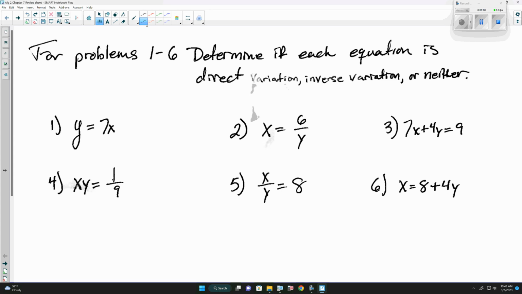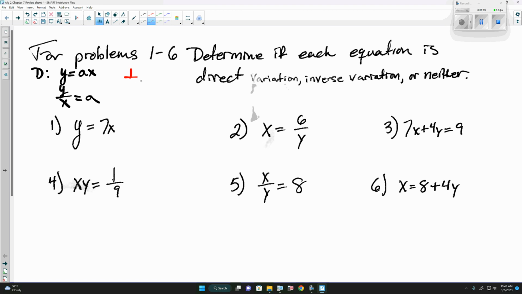Now the first ones we're looking at are these here, direct, inverse variation, or neither. Now direct variation came in the form of y is equal to a times x, or we could say x is equal to a times y. Either one works. The other variation we had for direct variation is x over y is equal to a. We could say y over x or x over y. Either one is the same thing.